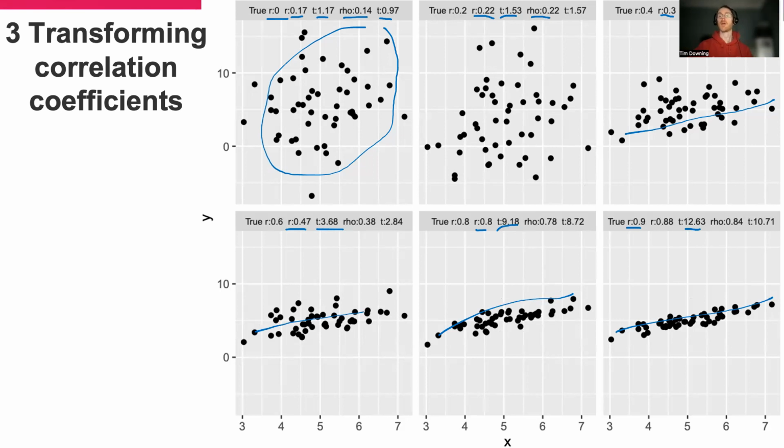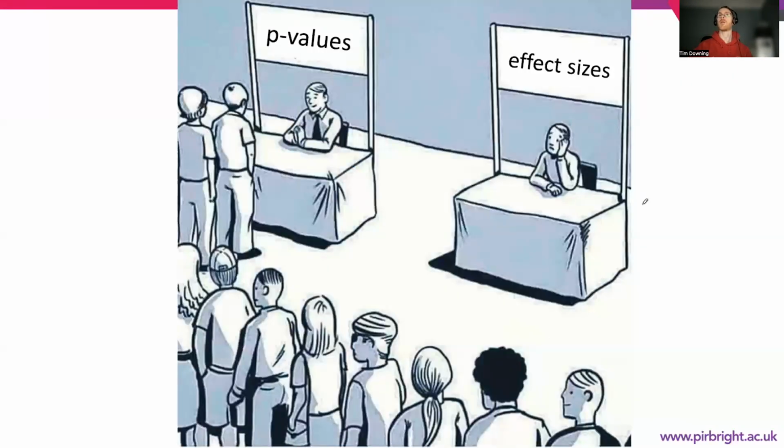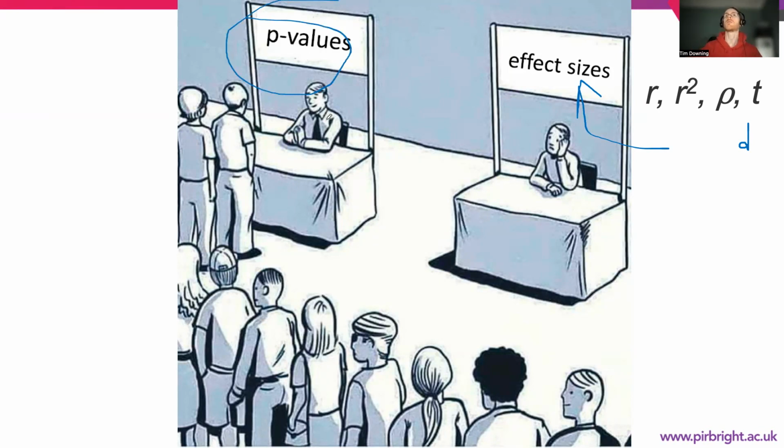And to remind you, our information about these effect sizes, from R squared, rho, t, and d as well, can be informative, and that tells us about the biological effect. If we persist in a p-value based interpretation of our effects, we really are losing the biological understanding of what we're looking at.